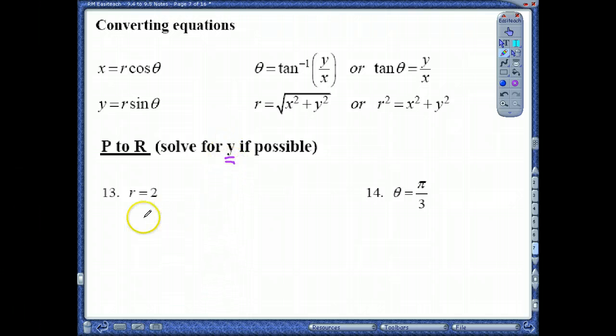All right, so on number 13, we've got r equals 2. So r is equal to the square root of x squared plus y squared. So we're going to sub it in. And then the square root, kind of gross, so we're going to square both sides.